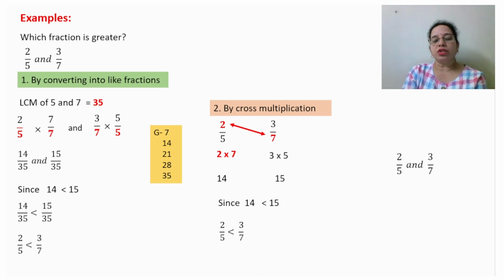Now if the same question is given for fill up the blanks, then directly just make the arrow. 2 sevens are 14, 3 fives are 15. This one is greater, so this sign will come. So this is the shortcut method for fill up the blanks.